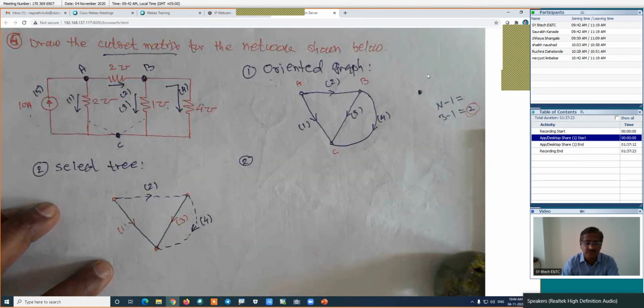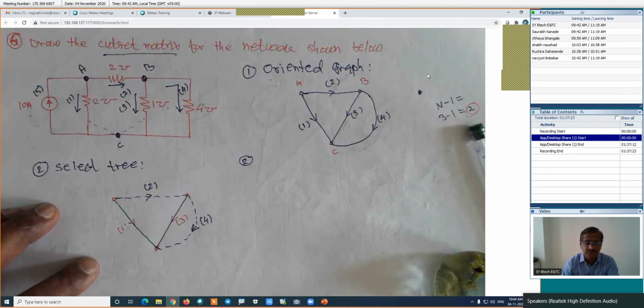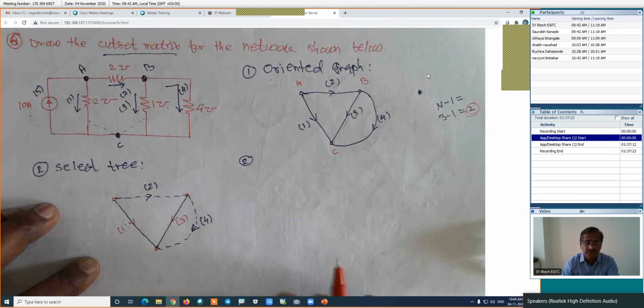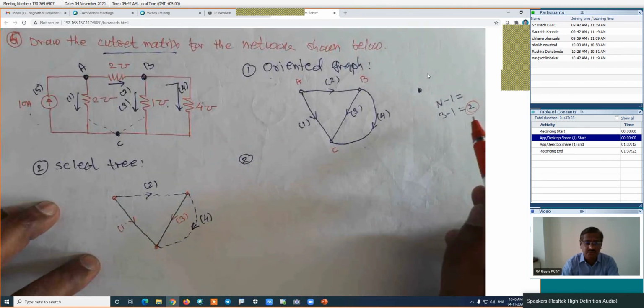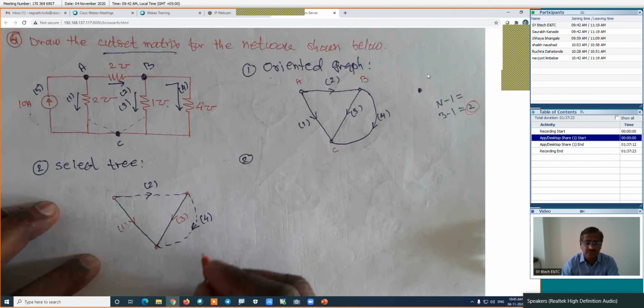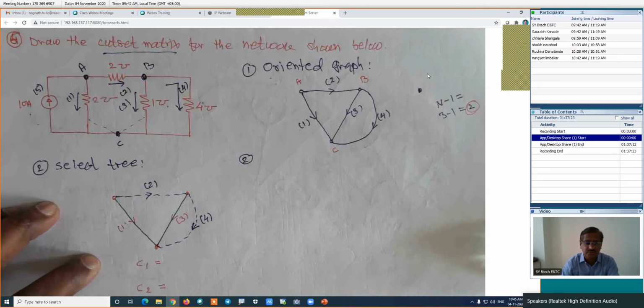Now, we have to prepare the cut sets. How many cut sets will there be? The number of cut sets is equal to the number of tree branches. How many tree branches do we have? 2. That's why here, there will be 2 cut sets. I will start with cut set number 1, and then we will take cut set number 2. How will cut set number 1 be?